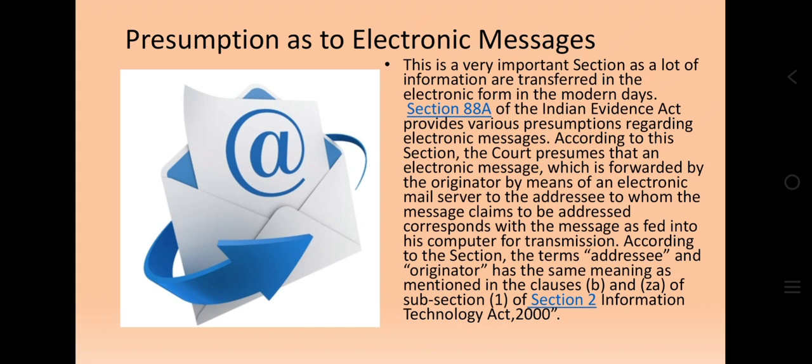According to section 88A, provides various presumptions regarding electronic messages. According to this section, the court presumes that an electronic message which is forwarded by the originator by means of an electronic mail server to the addressee to whom the message claims to be addressed corresponds with the message as fed into his computer or transmission. According to the section, the terms addressee and originator have the same meaning as mentioned in the clauses B and ZA of subsection 1 of section 2 of the Information Technology Act 2000.